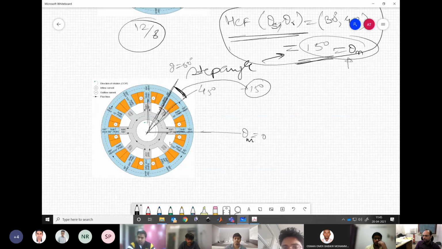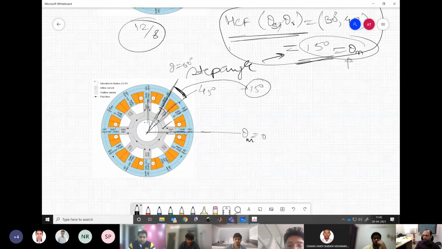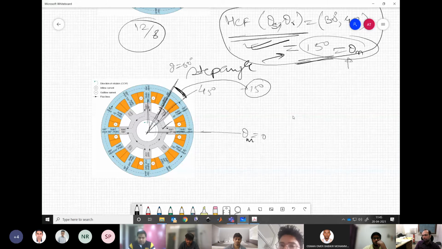Correct? So either you can simply see from the geometry how much angle it needs to turn to get aligned, or you can go by this understanding: whatever is the HCF of the pole pitch angles for stator and rotor, that is your step angle for the SRM.